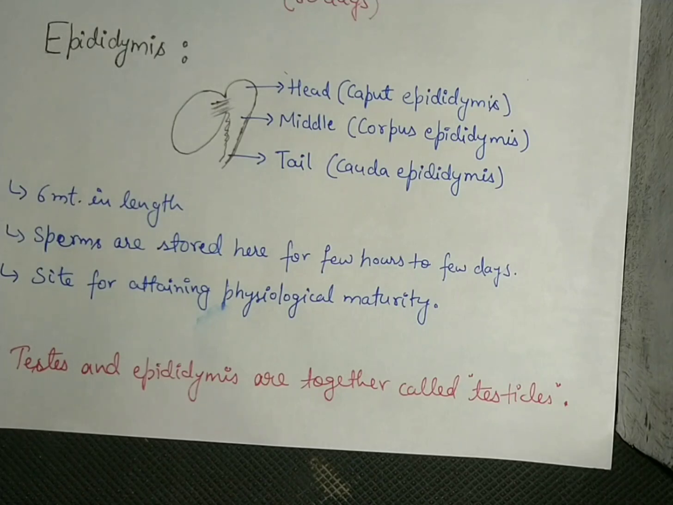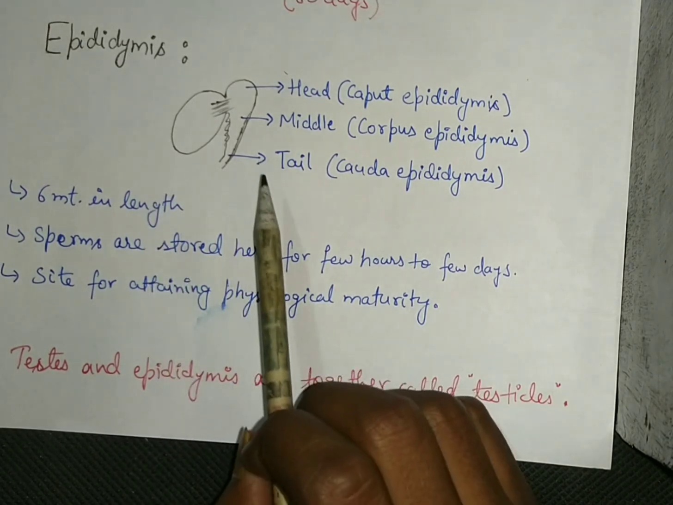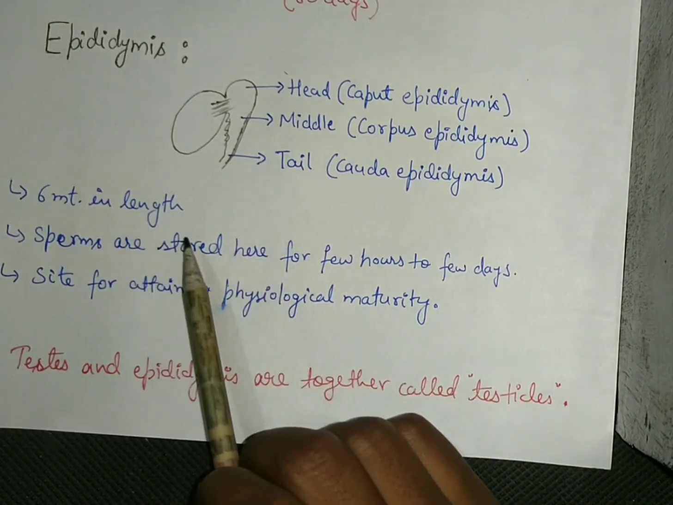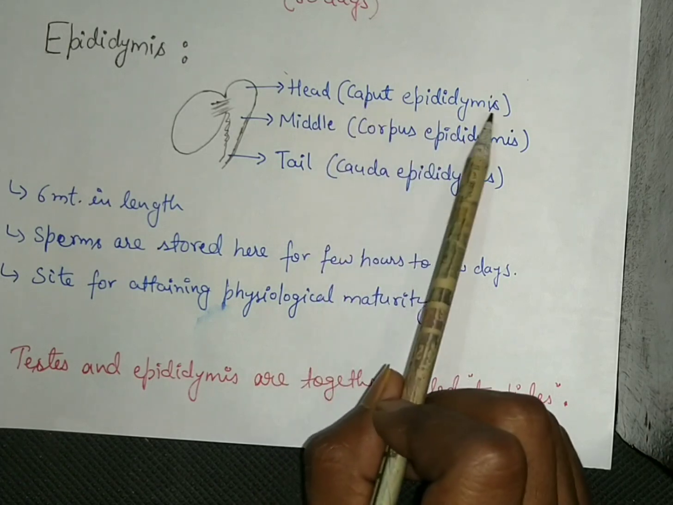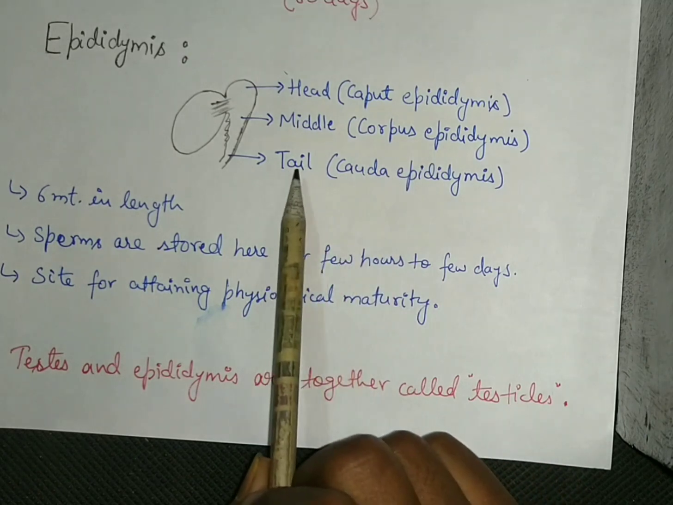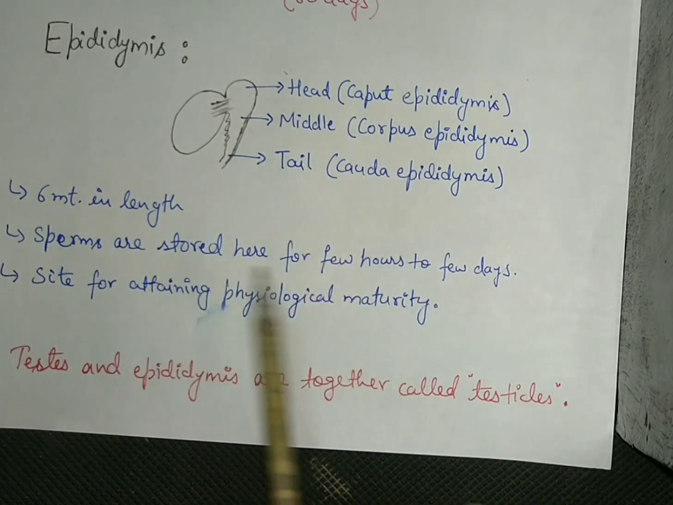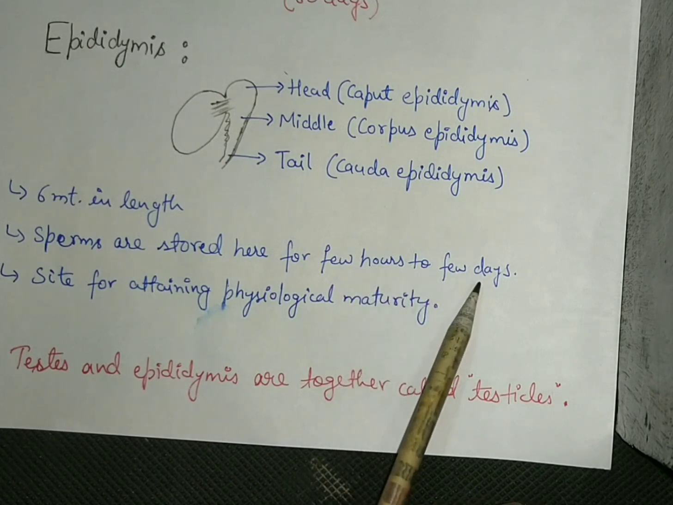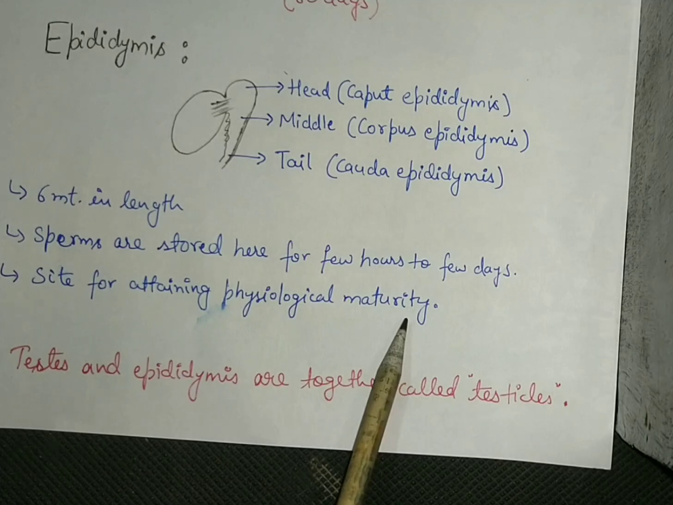Hello everyone. In this lecture, we will continue the male reproductive system from epididymis. Epididymis is a duct-like structure that is 6 meters in length. It has three regions: head, also known as caput epididymis, middle region, corpus epididymis, and tail region, cauda epididymis. Its function is to store sperms for few hours to few days until it attains its physiological maturity.